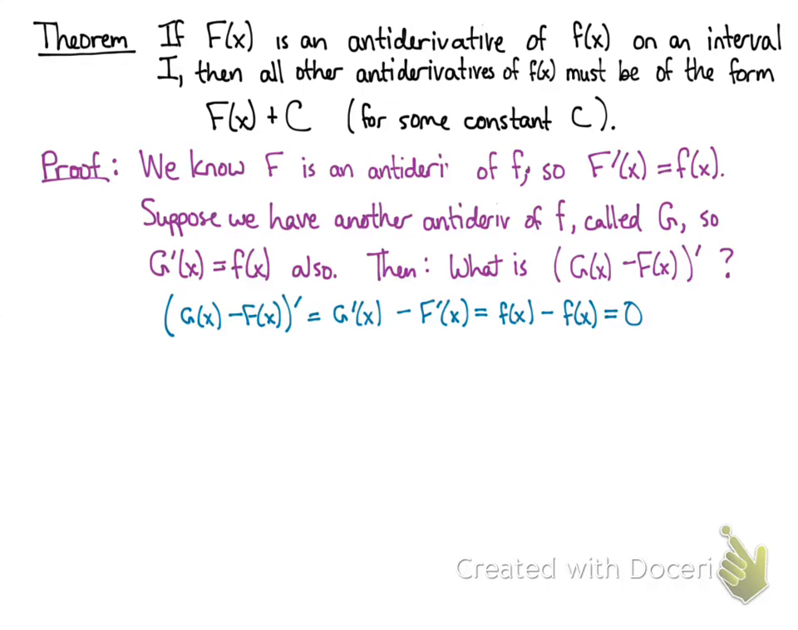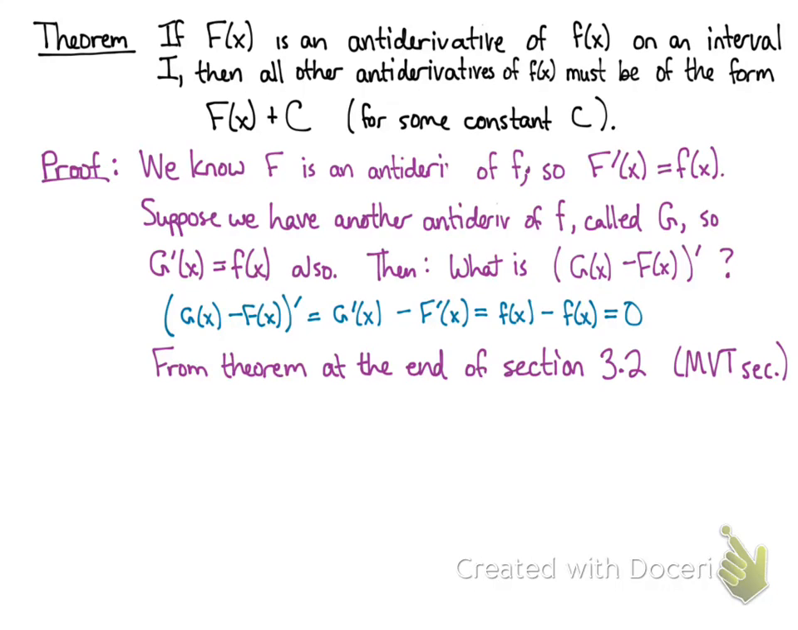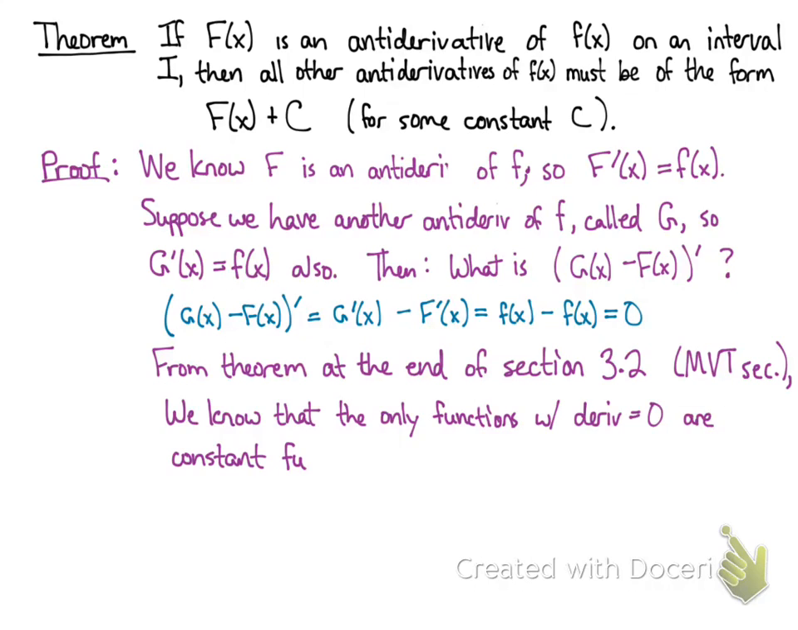But hang on, we had a theorem about if you have a function whose derivative is 0, then something. There was a theorem at the end of section 3.2. That was the section on the mean value theorem and Rolle's theorem. So the theorem at the end of it said, the only functions whose derivatives are 0 are constant functions on an interval.